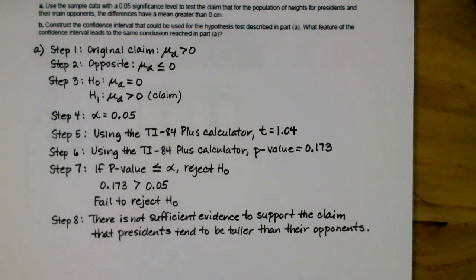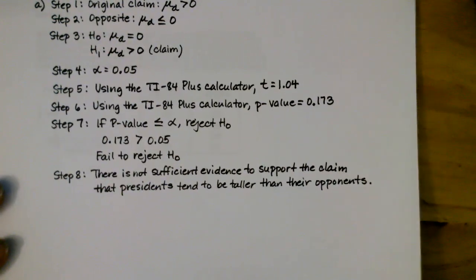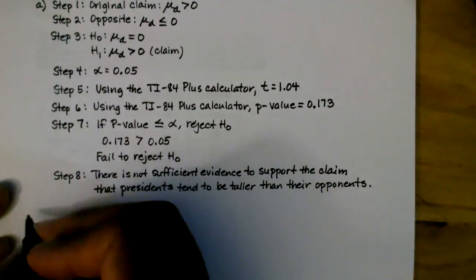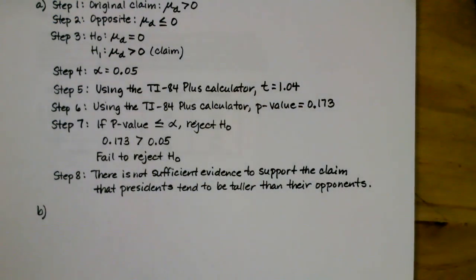Okay, so that's part A of that hypothesis test. Well, just the whole hypothesis test is part A. Part B is the confidence interval. Okay, so we want to construct a confidence interval that could be used for the hypothesis test described in part A, and what feature of the confidence interval tends to the same conclusion reached in part A.